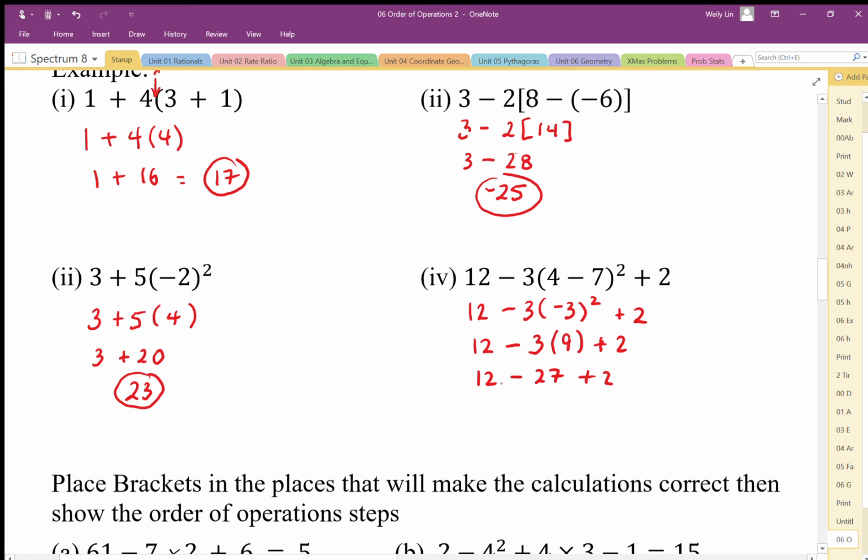Now it's all add and subtract. So plus 12 minus 27 is negative 15. Plus 2 is negative 13.